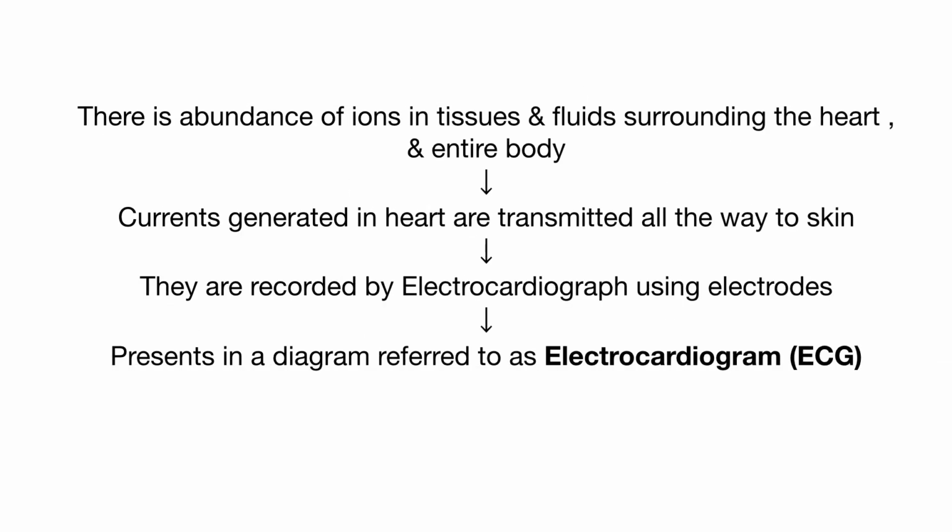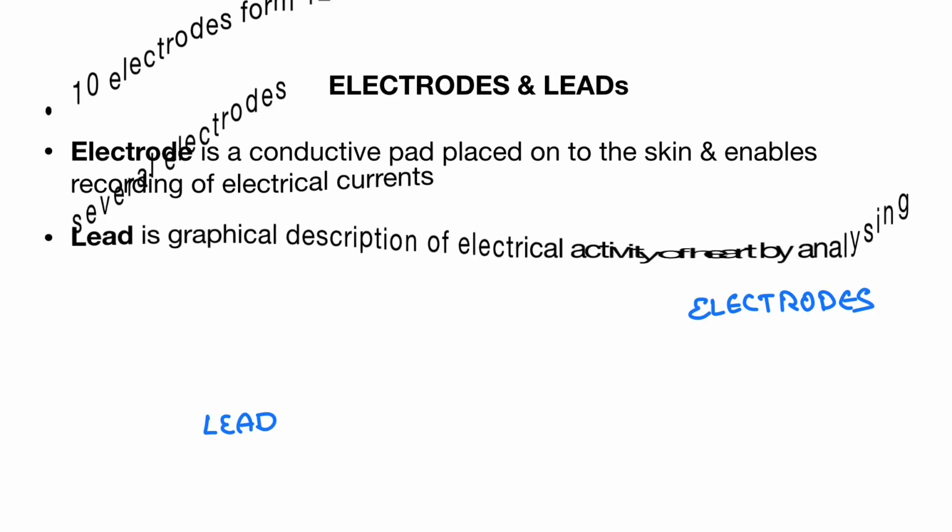The current is generated somewhere in the heart, but how are we able to record it from the surface of the skin? See, there is an abundance of ions in fluids and tissues surrounding the heart and in the entire body. In that way, it is transmitted from the heart to the skin and recorded using electrodes which are placed on the surface of the skin.